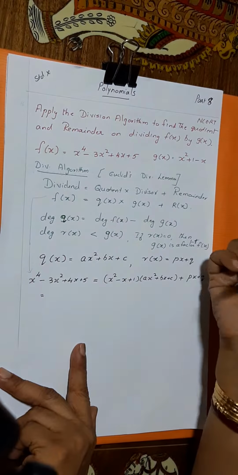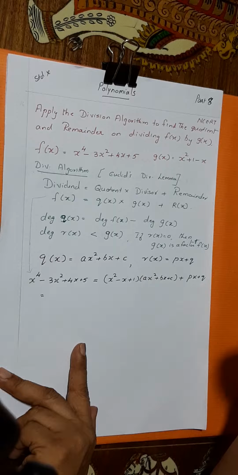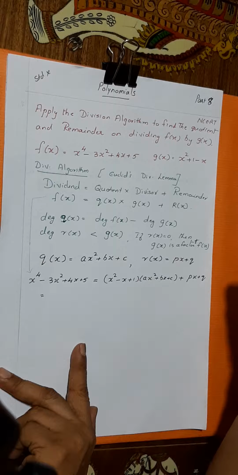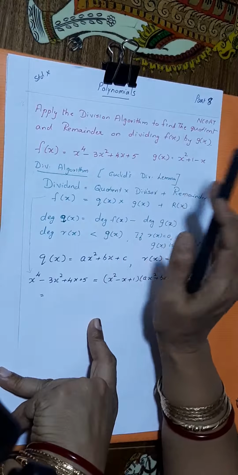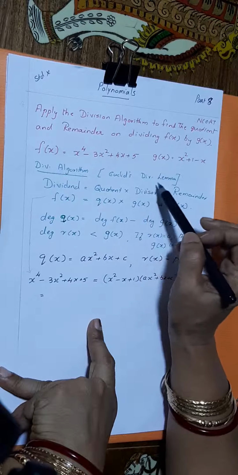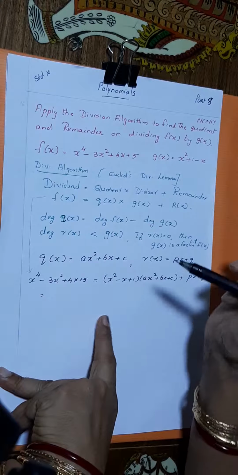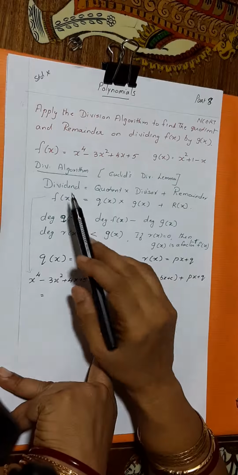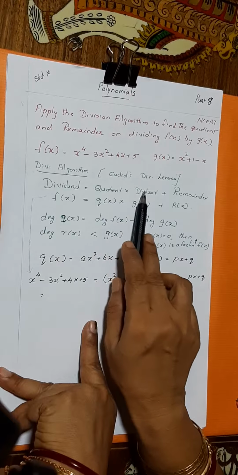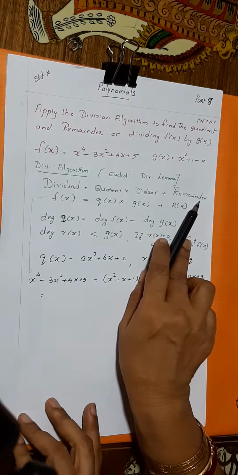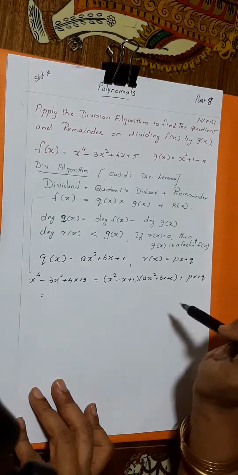In the earlier problems, we did the long division method and then found the factors, the quotient, the remainder, etc. Now we are going to use the division algorithm. The division algorithm is nothing but Euclid's division lemma that we learned in the first chapter, real numbers, and you have been doing this also in your lower classes. Dividend is equal to quotient into divisor plus remainder. This is the same thing that we are going to apply here.